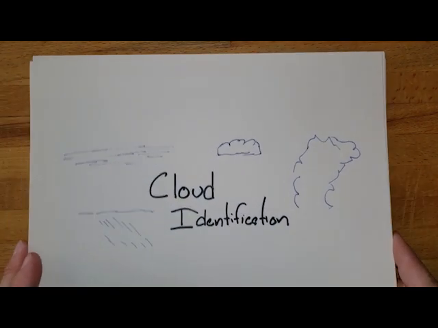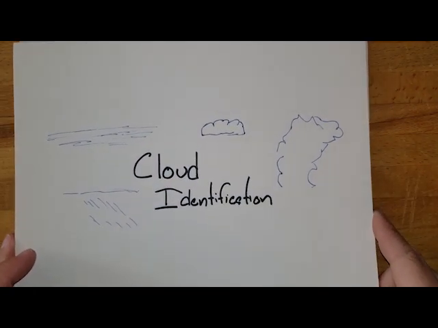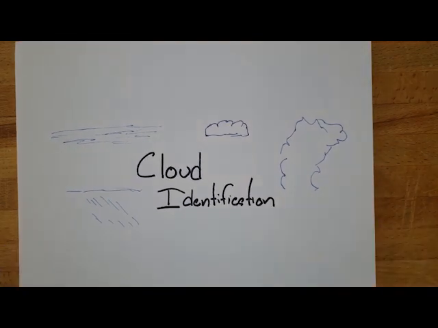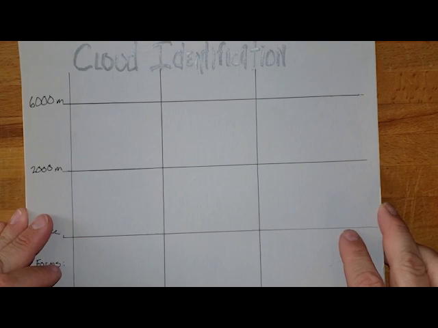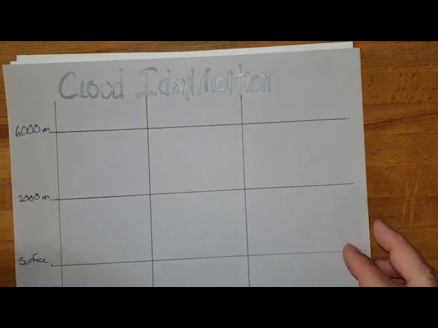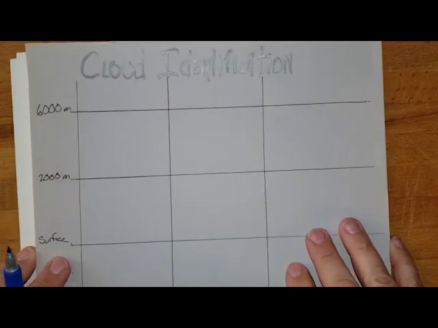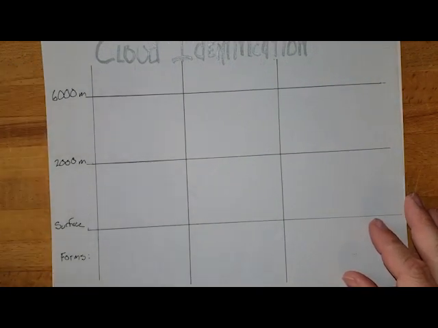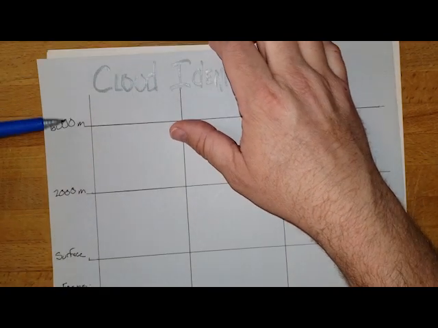There is a method to identifying all of these different names. So let's talk a little bit about cloud identification. To do that, I've got my little chart here. Along the side, we want to identify a few different altitudes for the clouds. So we'll talk about forms in just a second, but for the altitude of those clouds, we're going to have clouds that are at the surface going up to 2,000 meters, and then from 2,000 meters to 6,000 meters, and then 6,000 meters and beyond.